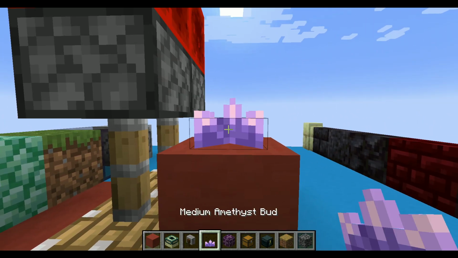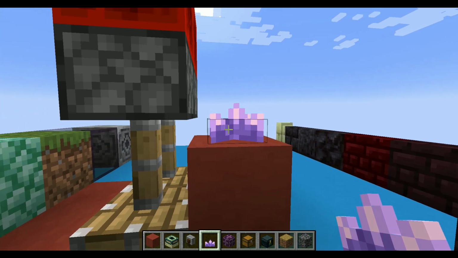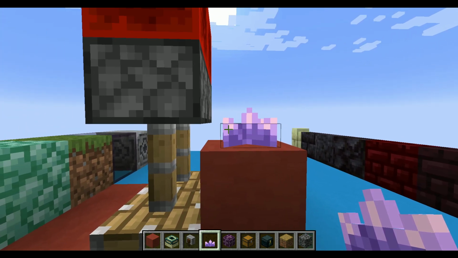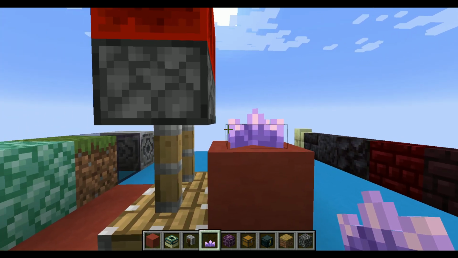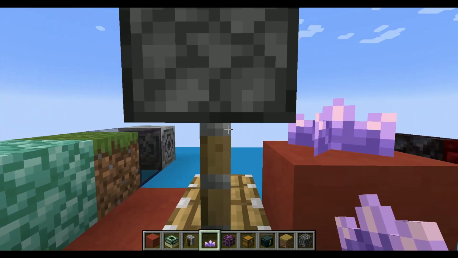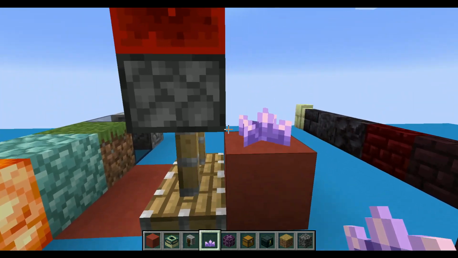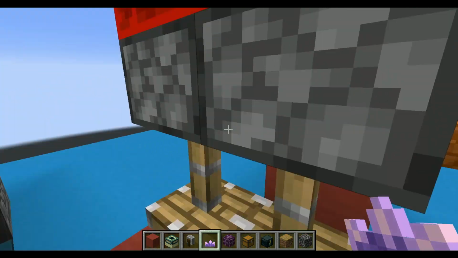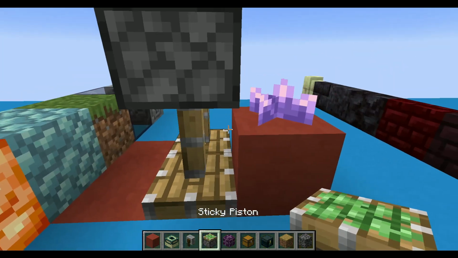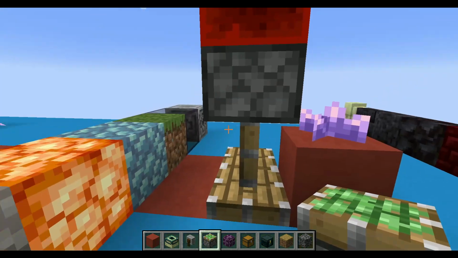Remember, the medium amethyst bud was 1/4 blocks tall, or 4 out of 16 pixels. So we see that the medium amethyst bud takes us exactly to the height of this piston arm. So the piston arm is 1 1/4, or 20 pixels tall. You could even count that as well if you wanted, right? So that is the only block, or I guess 2 blocks, piston and sticky piston, in the game that is 1 1/4 blocks tall, just the arm piece.